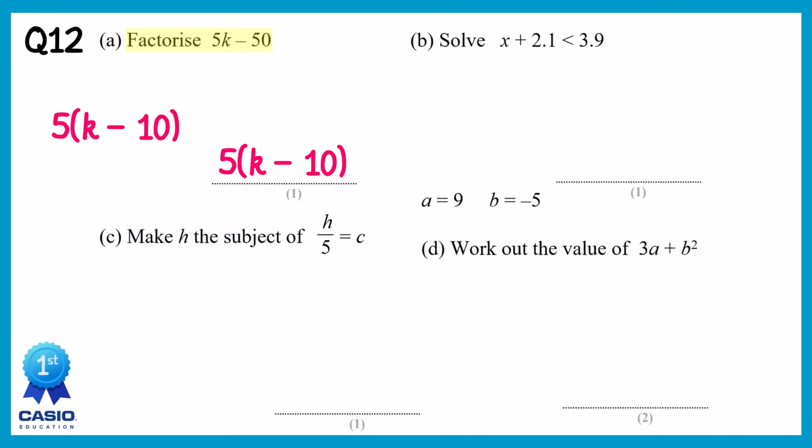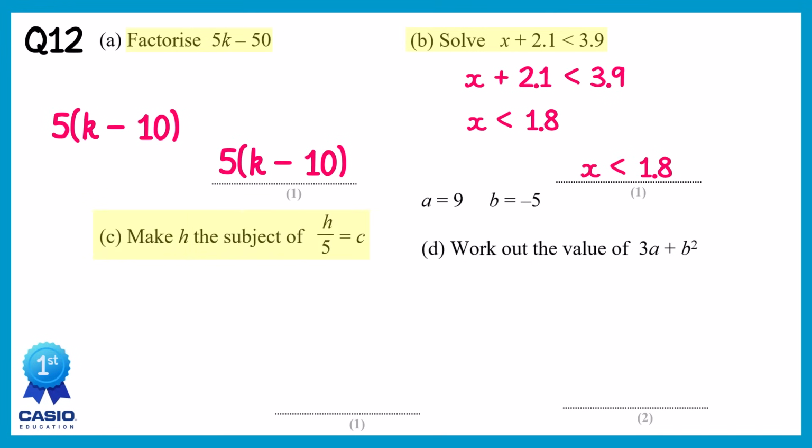In the second part of the question, we need to solve this inequality. So if we write out the inequality, what we want to do is subtract 2.1 from both sides. If we do that on the left-hand side, the 2.1 will cancel, so we just have x. And on the right-hand side, 3.9 subtract 2.1 is 1.8. So this is the answer, x is less than 1.8.